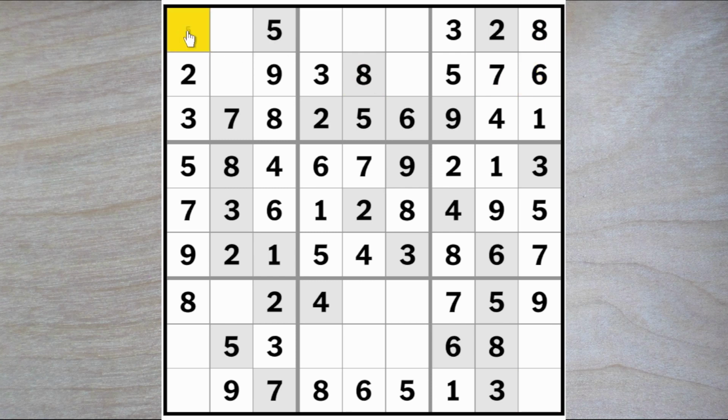A 6 now up here somewhere, along with a 1 and a 4. Can we do something with the 4s? Yes, the 4 blocks here. So one of these is a 4. And the other 2 must be a 1 and a 6. So I can't really do much about that yet. 1 and a 4 across here as well.